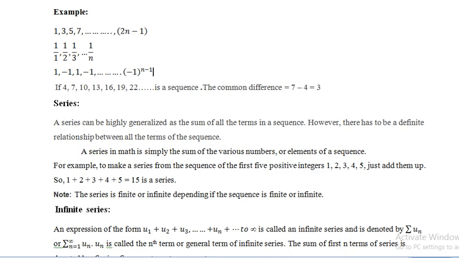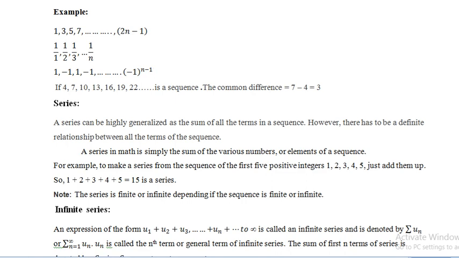To make a series, take the sequence of the first 5 positive integers, 1, 2, 3, 4, 5, and just add them up. So 1 plus 2 plus 3 plus 4 plus 5 gives 15. So it is called a series. A series is adding all the numbers that belong to the sequence, then it is called a series.